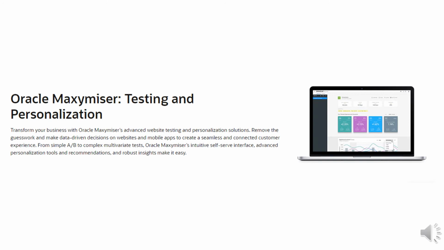Number 2 is Oracle Maximizer. Oracle Maximizer is for testing and personalization. Transform your business with Oracle Maximizer's advanced website testing and personalization solutions. Remove the guesswork and make data-driven decisions on websites and mobile apps to create a seamless and connected customer experience.